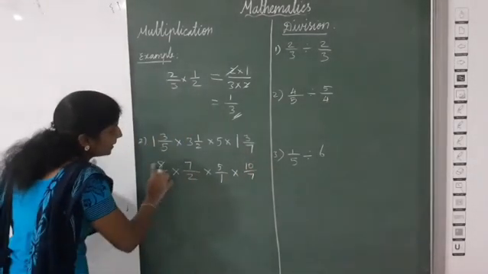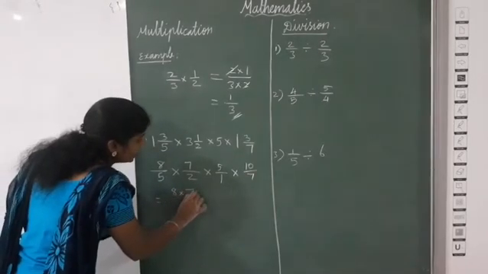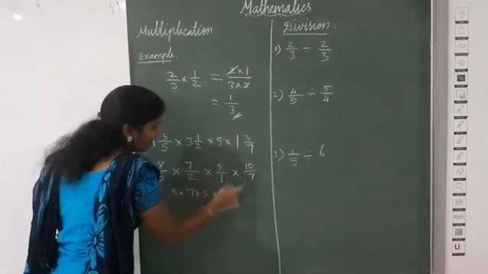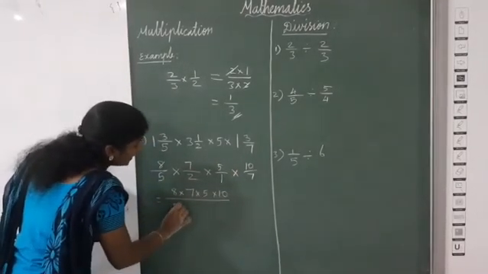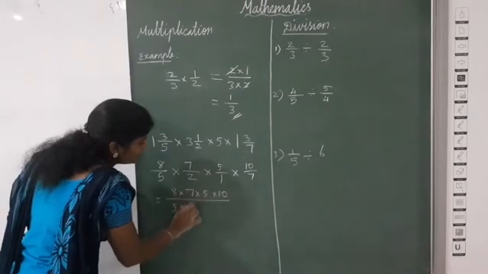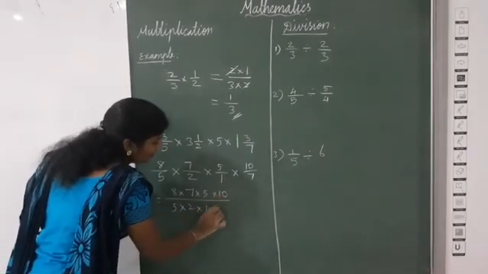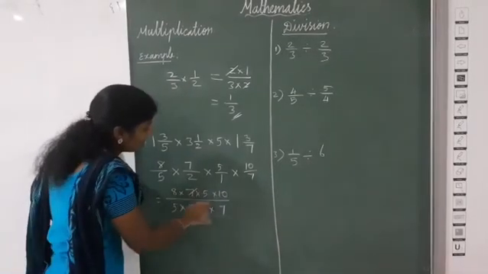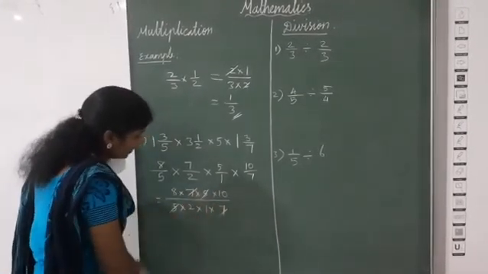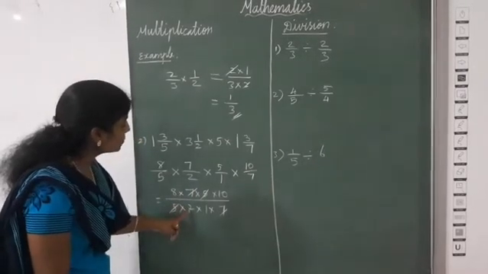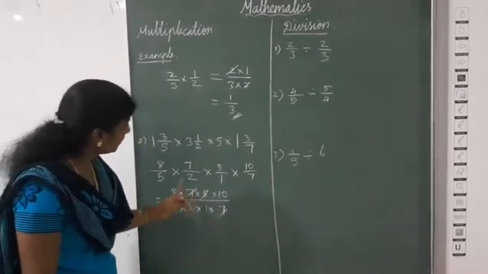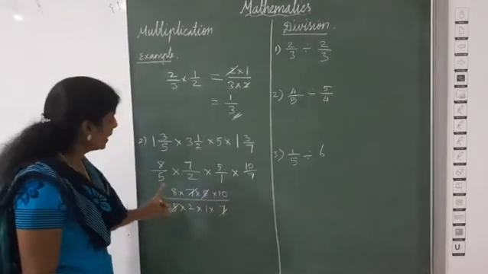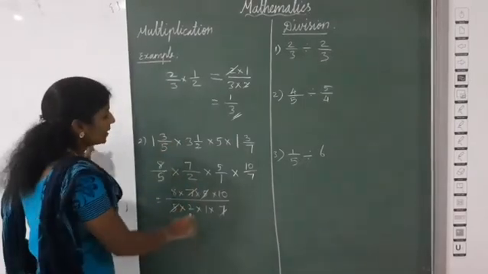Now we can write the numerator 8 into 7 into 5 into 10, isn't it? Divided by denominator 5 into 2 into 1 into 7. Now what are the common numbers? Here 7, 7. 5, 5. Now here use 2 table and cut this for 8 or 10, because 8 and 10 and 2 are in the 2 table. 8 and 2 also 2 table. So we can use 2 table.